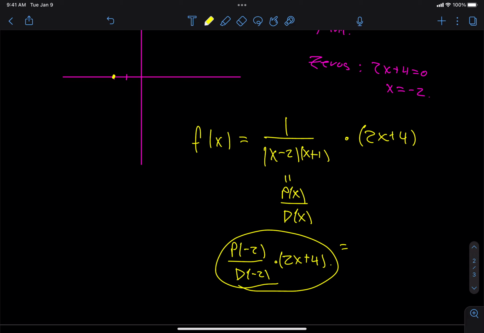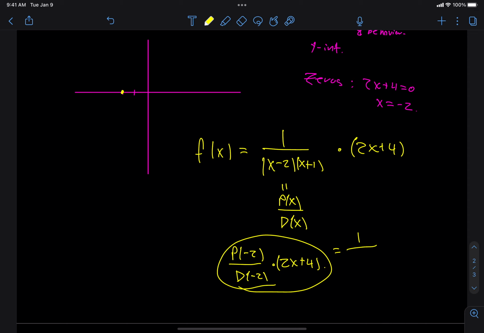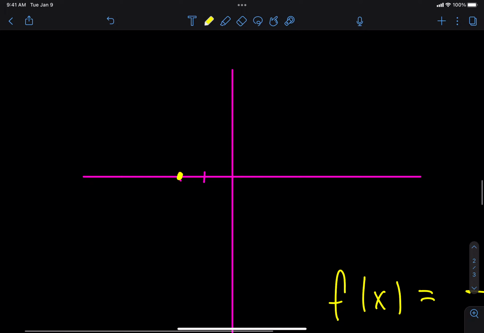Okay, so in this case, the top is just 1. And then the bottom, what would I get if I plugged in negative 2? This would be negative 4 times negative 1. So we get 1/4 times 2x plus 4, which is x over 2 plus 1. So what does it look like? It looks like a function with slope 1/2 near here.